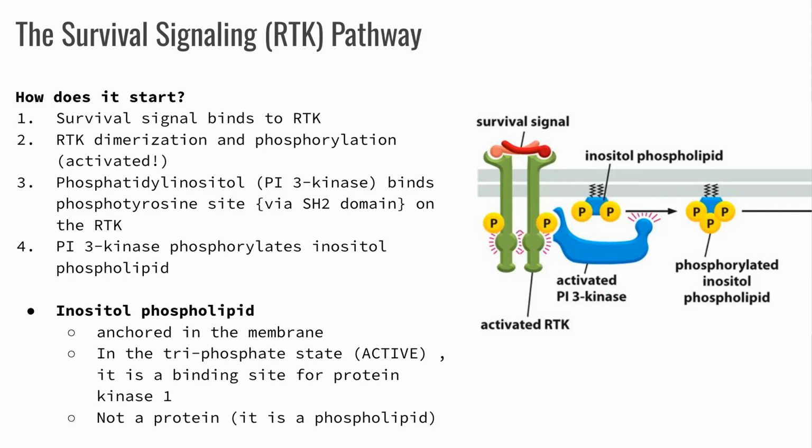Yes, it just binds to the phosphotyrosine with its SH2 domain. And then that causes it to undergo a conformational change, which then causes it to get activated. And then the activated PI3 kinase phosphorylates the inositol phospholipid so that it has the 3-phosphate state.